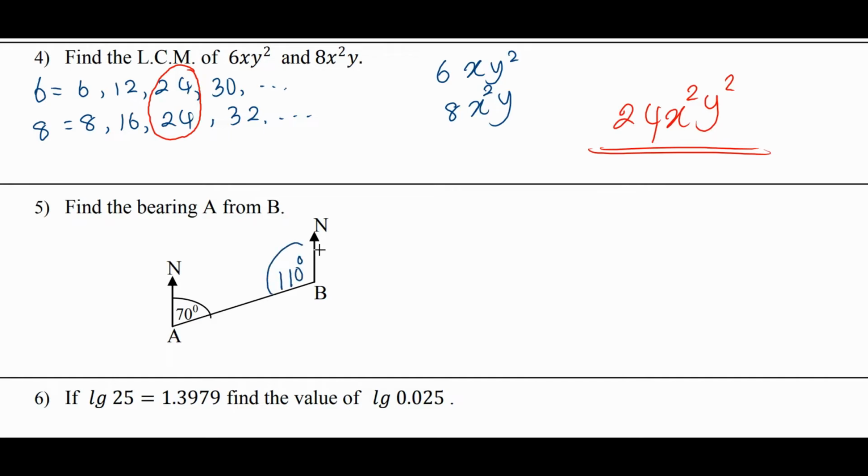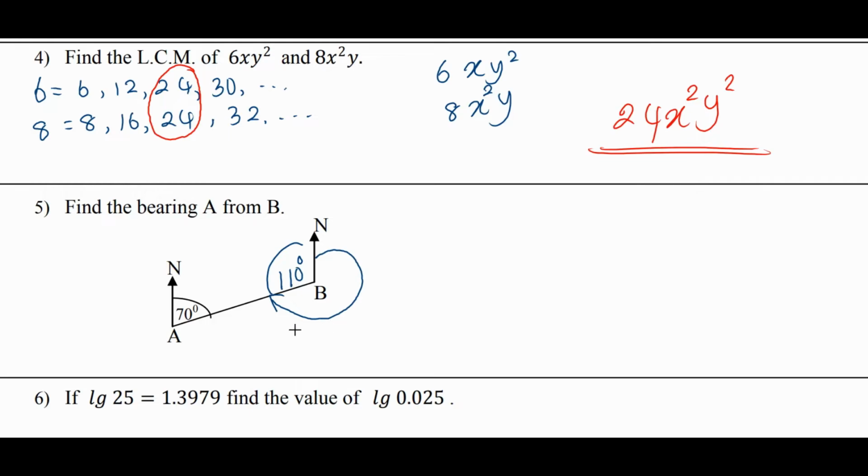But we are asking for the bearing of A from B. That means we have to take the clockwise direction from B until we can see A. Therefore, this is the bearing angle we are looking for.